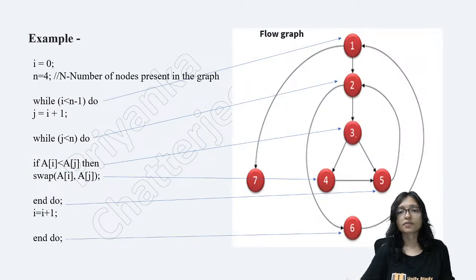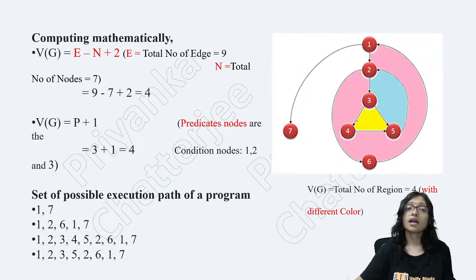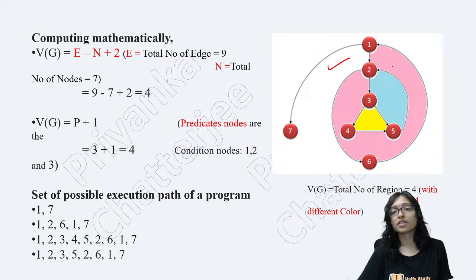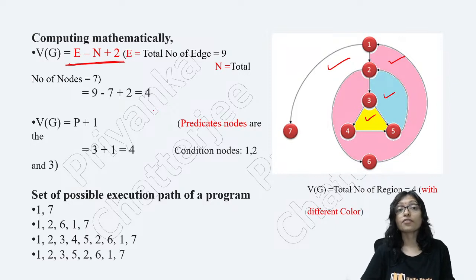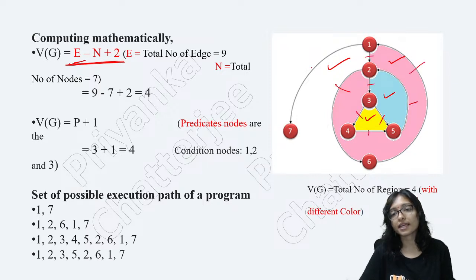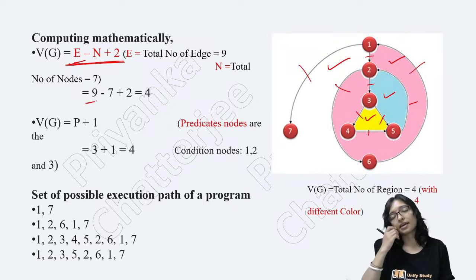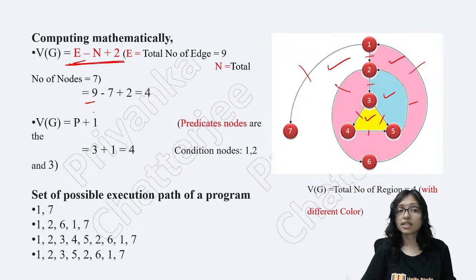Is it matching here or not? Check that. How many regions are there? This is one region, this is another region, this is another region, this is another region. So the number of regions is 4 here. So the answer is 4. Now if I use E minus n plus 2: E means number of edges. How many edges are there? 1, 2, 3, 4, 5, 6, 7, 8, 9. Total 9 edges. How many nodes are there? Total 7 nodes. Plus 2, that's why 4.